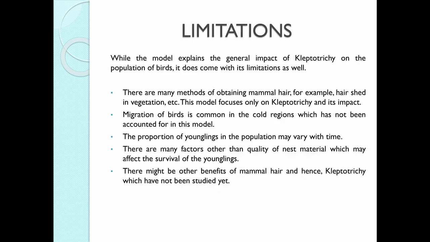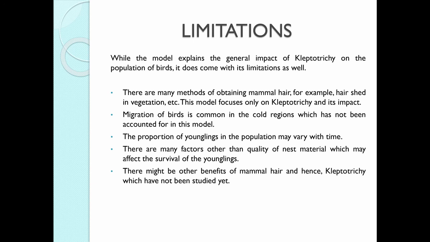While the model explains the general impact of kleptotrichia on the population of birds, it does come with its limitations as well. There are many methods of obtaining mammal hair, for example, hair shed in vegetation, etc. This model focuses only on kleptotrichia and its impact. Migration of birds is common in the cold regions, which has not been accounted for in this model. The proportion of younglings in the population may vary with time.